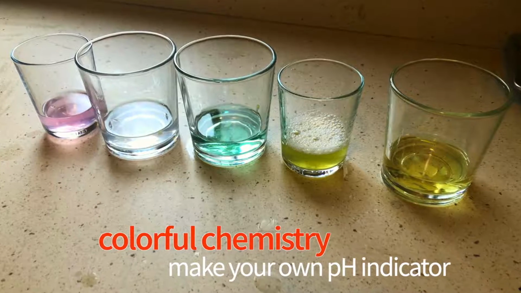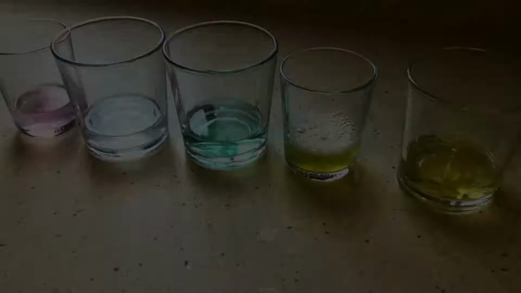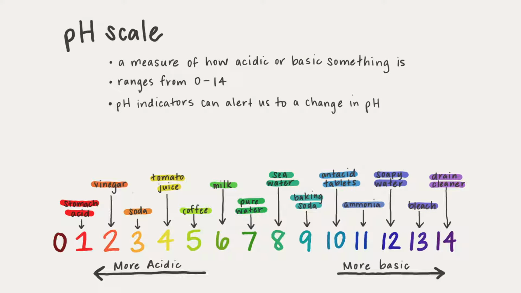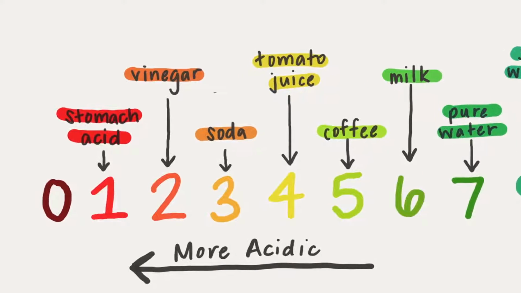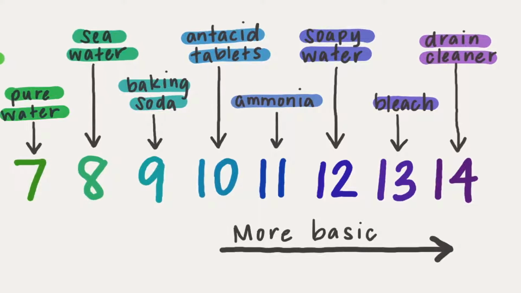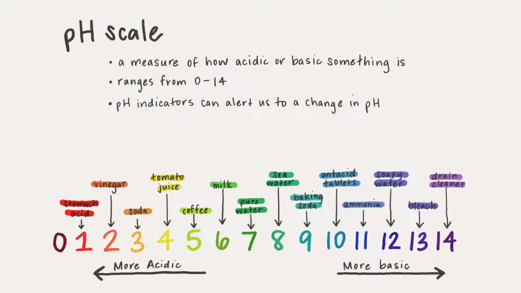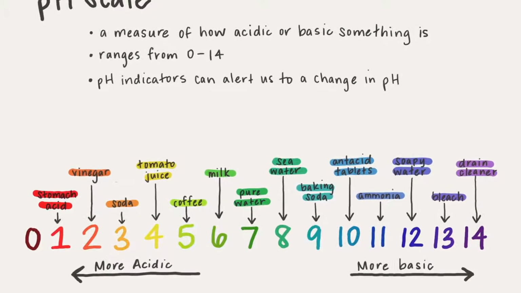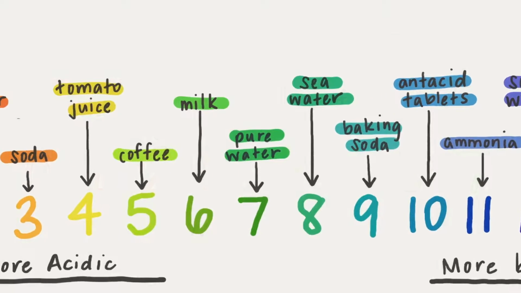Today we're going to be doing some colorful chemistry and learning how to make our own pH indicator. What is pH? pH is a measure of how acidic or basic a solution or substance is, and ranges in values from 0 to 14. Substances with lower pH values are considered more acidic, while substances with higher pH values are considered more basic or alkaline. A pH value of 7 is considered neither acidic nor basic and is thus considered neutral.